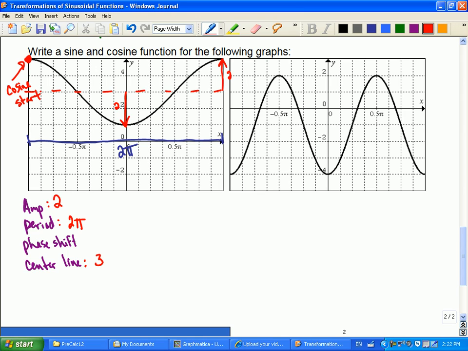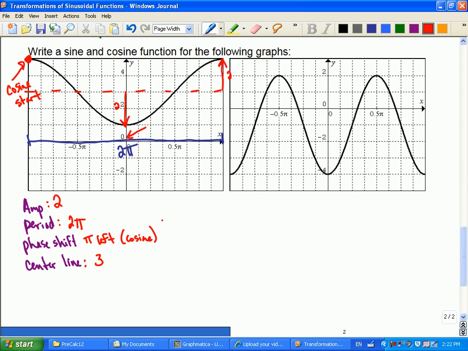How much did it get moved then? It normally starts right here at 0. So how much has it been moved to the left? Yeah, so it's pi to the left in terms of cosine.